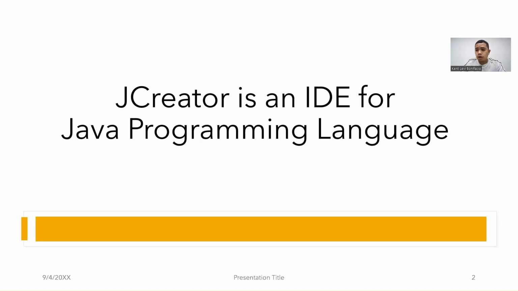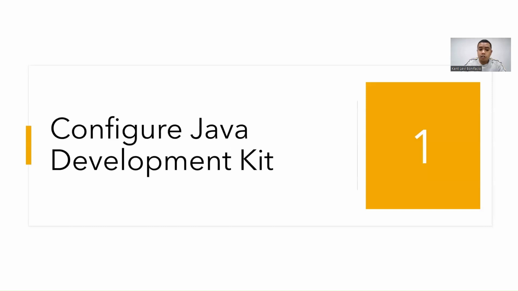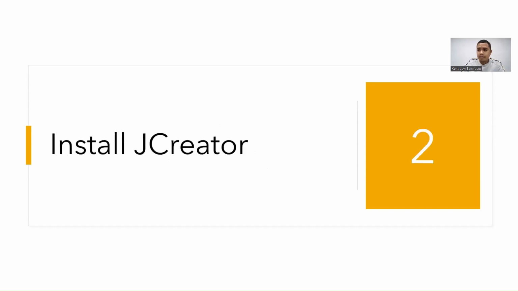So there are only two things to remember for the installation of JCreator. First, we need to configure the Java Development Kit, or JDK. We need not really install it, but we need to download it from the Oracle or the Java website, and put it in the program files location. It is very important that we include it inside the program files. The next is installation of the JCreator.